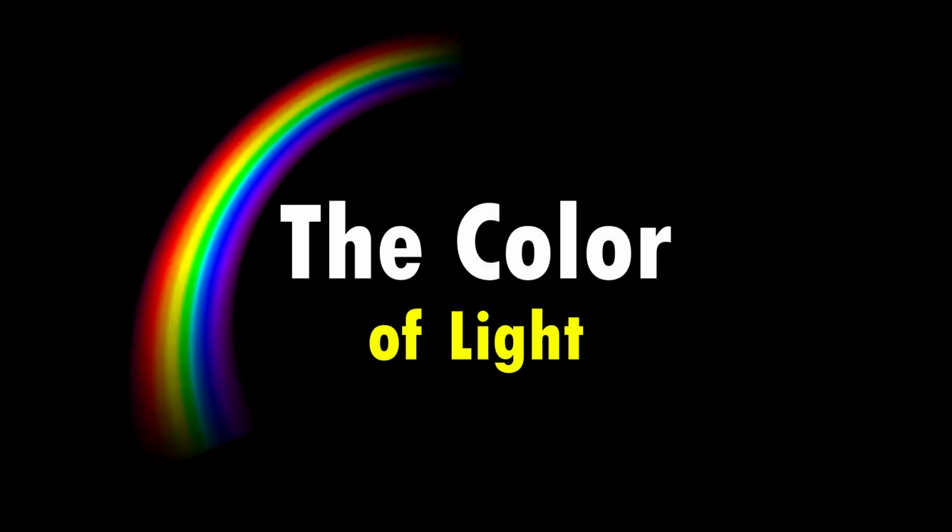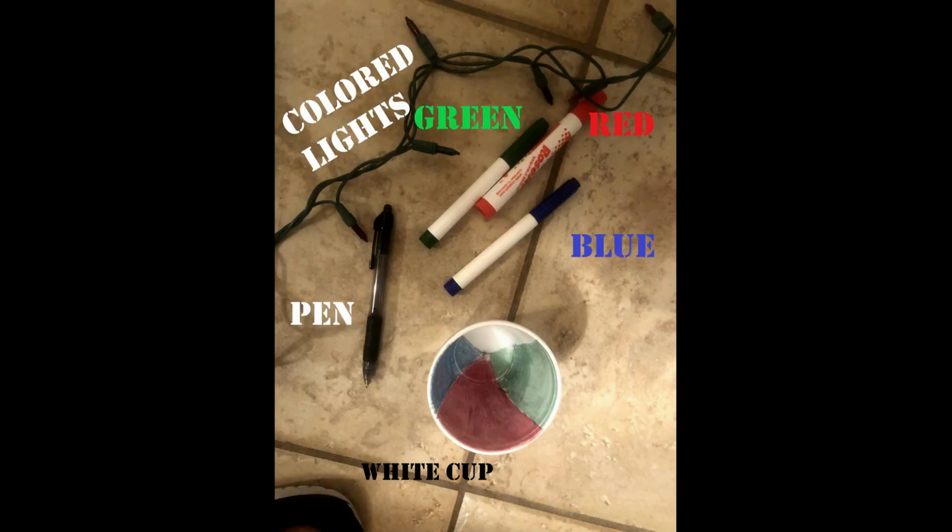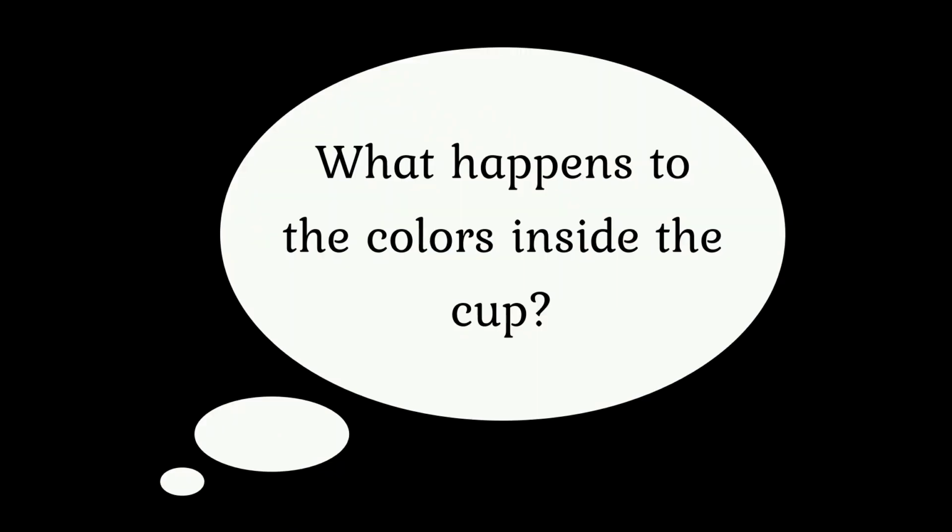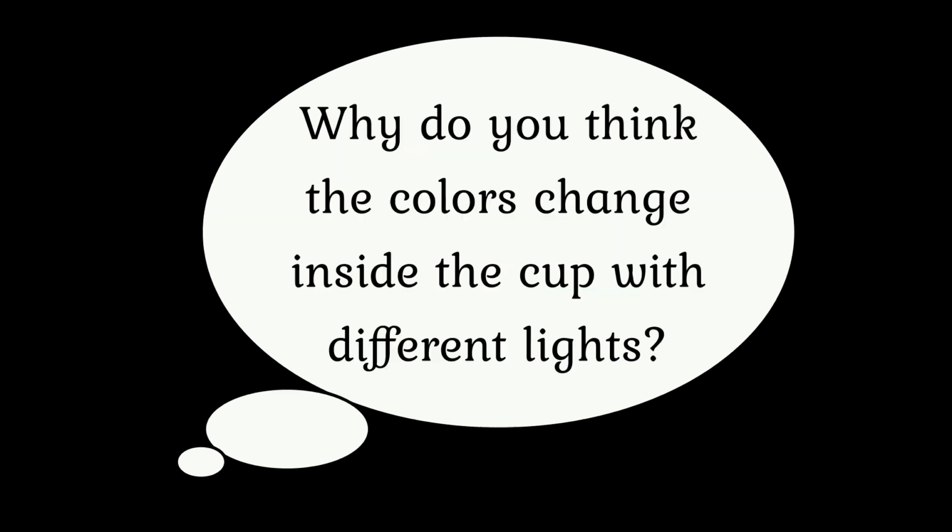First we have the color of light activity. For this experiment, you will need colored lights, a green, red, and blue marker, a pen, and a white cup. Use the markers to separate the cup into the colors as seen. Then use a pen to puncture a hole directly in the middle of the bottom of the cup. Turn on the colored lights and then insert one light into the bottom of the cup through the hole. Think about these questions. What happens to the colors inside the cup? Why do you think the colors change inside the cup with the different lights?